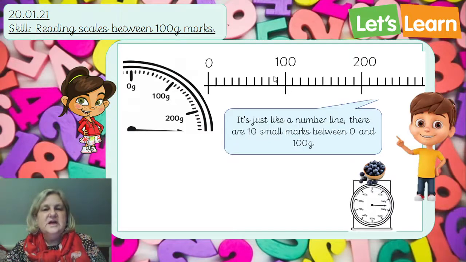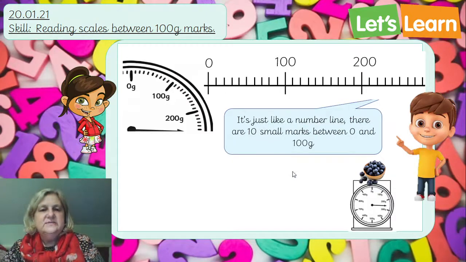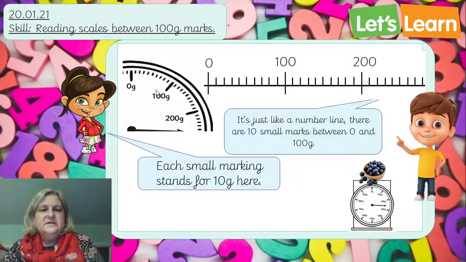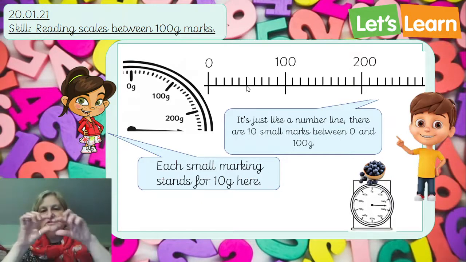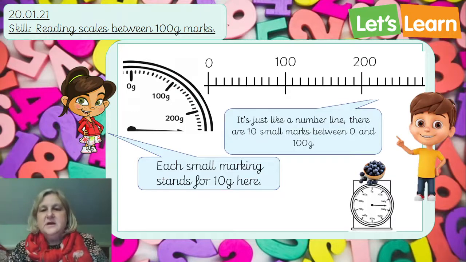So if you've got 10 jumps going up to 100, how much is this going to be worth? Well, it's going to be 100 divided up into 10 chunks. So 100 divided by 10 is 10. So we know that each one of those chunks, each one of those intervals there is going to be 10 grams. So each mark here is worth 10 grams when you're jumping up. So it's just like a stretched out number line, and it can be really useful to think of a scale like that. And if you had halfway through this scale on a number line, halfway through would be 50.